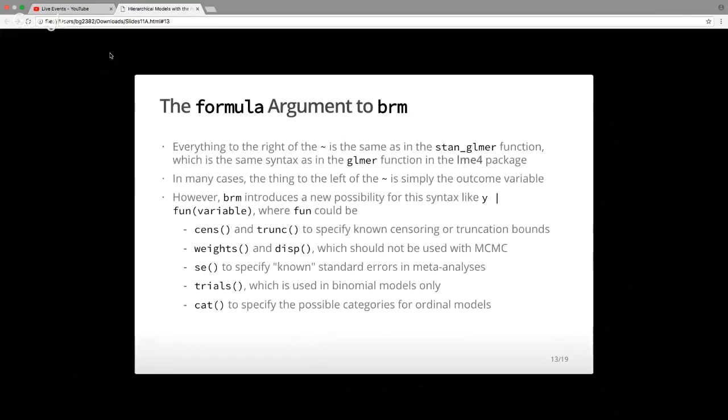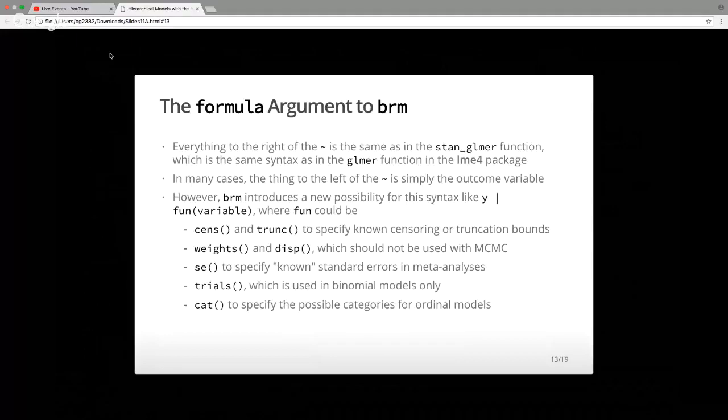So for the formula argument, everything to the right of the tilde is basically the same as stan_glmer, which is basically the same as the lme4 package. However, in the case of BRM, you can have more stuff to the left of the tilde than simply the outcome variable. Oftentimes, you just have the outcome variable. But with BRM, you can actually estimate models that have multiple outcome variables.